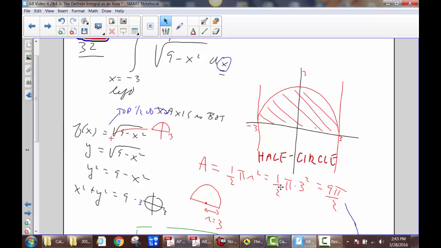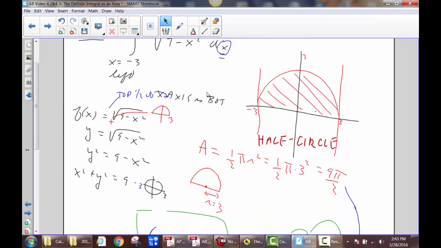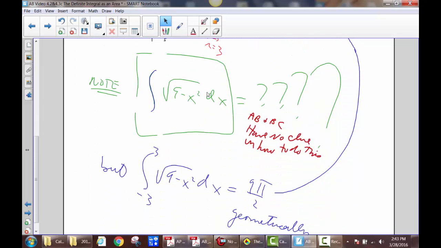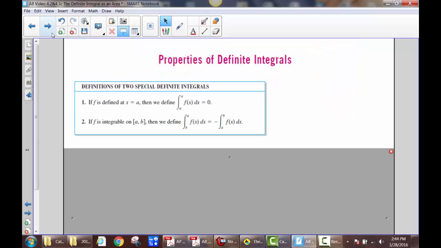So they could ask this question, and the sad part is they're not going to say use a geometric formula. They're going to let you sit there and think that you can actually algebraically integrate this, and you can't. AB and BC don't have any clue how to do this. But geometrically, we get an exact answer.